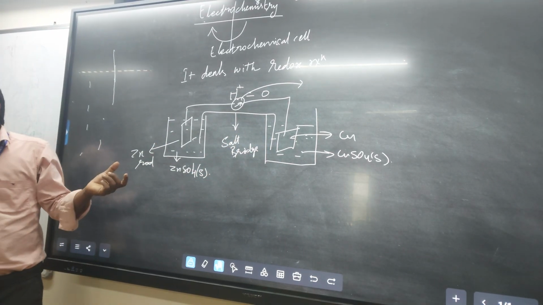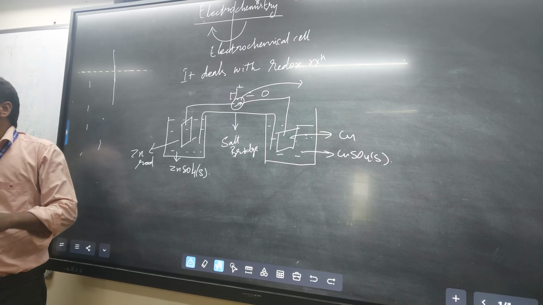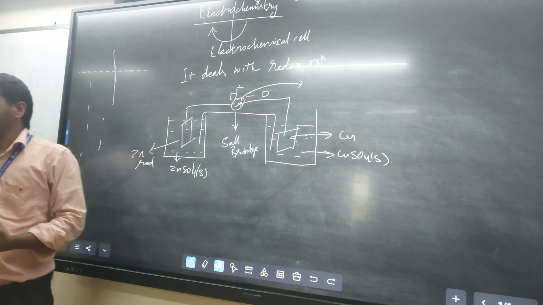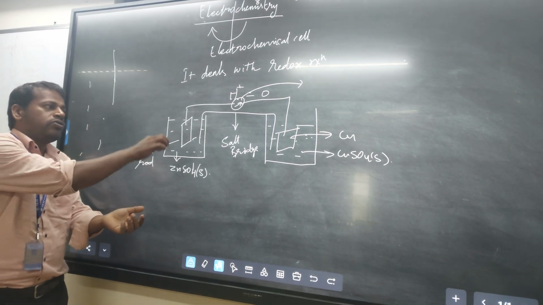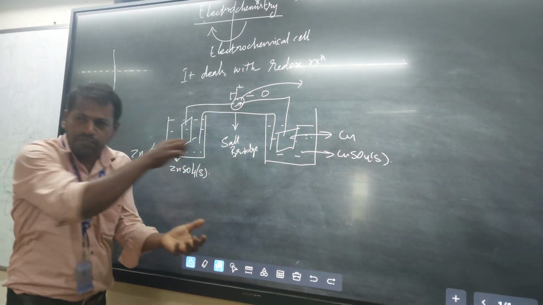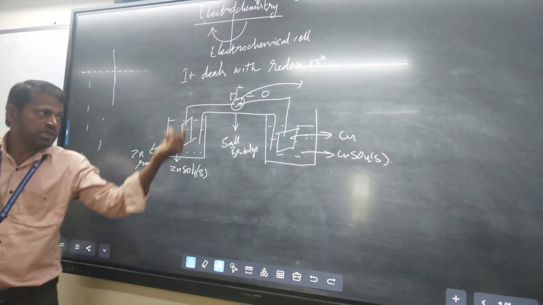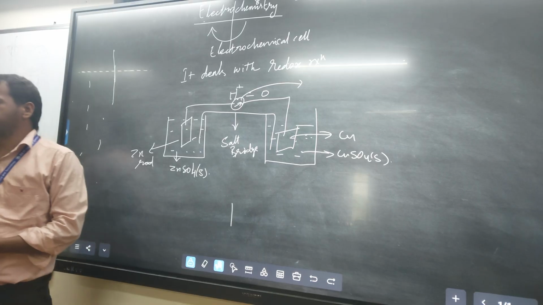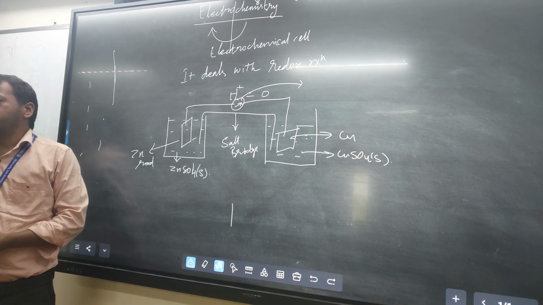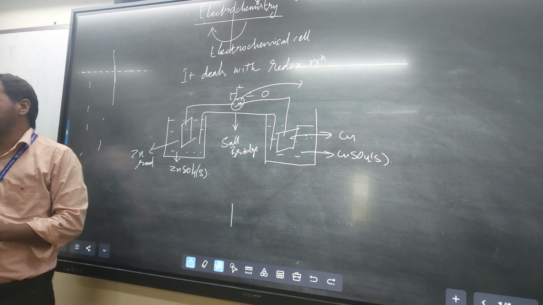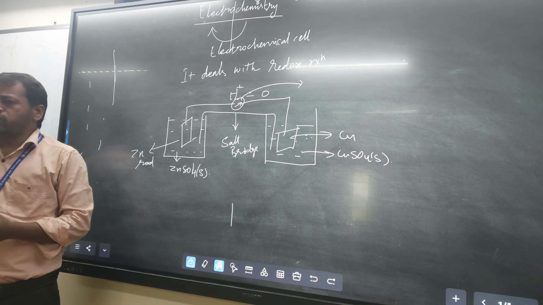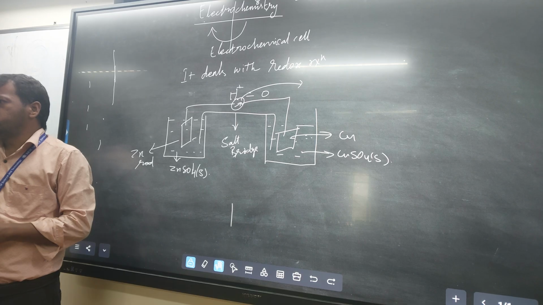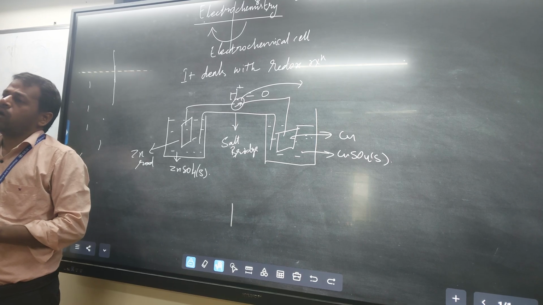On the zinc side, or the anodic side, oxidation happens. On the cathodic side, reduction happens. That means here the electron is donated, here the electron is accepted. That is oxidation, here reduction. So when the electron moves from the anode to the cathode, you get the current, you get the volt, 1.1 volt.